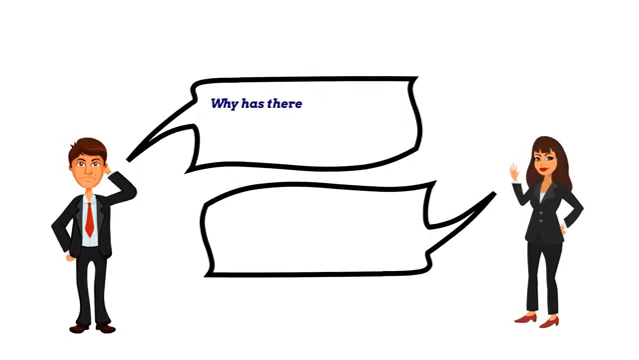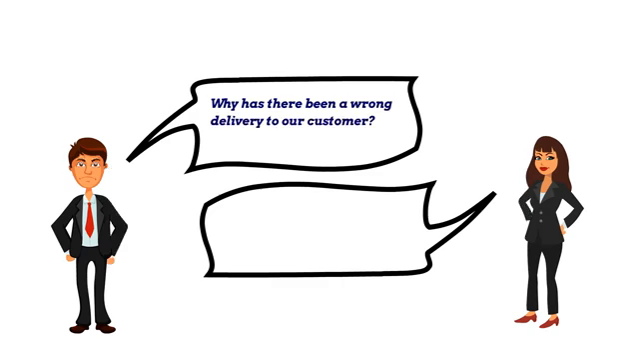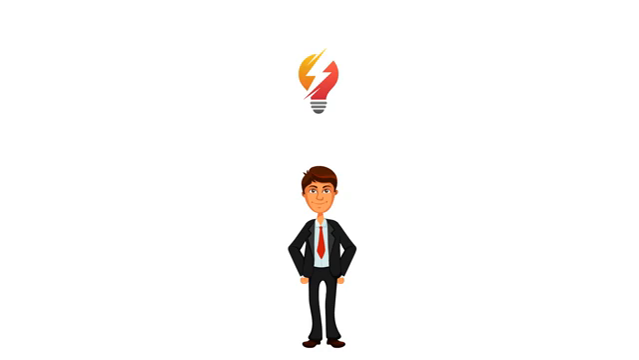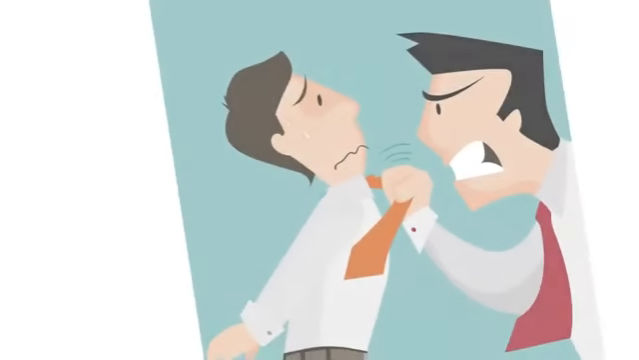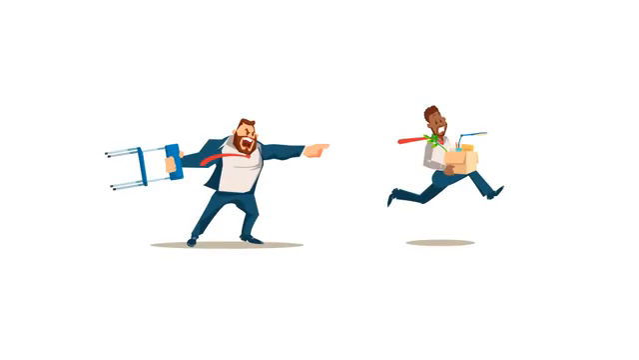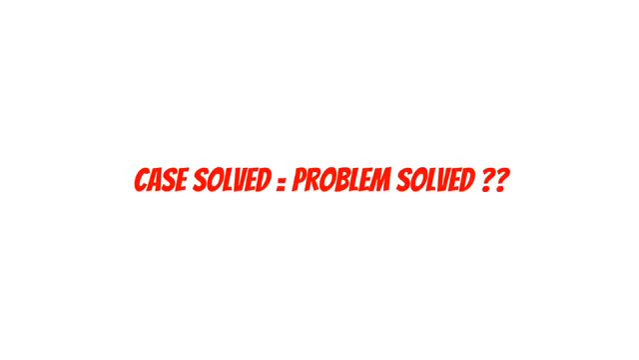Why has there been a wrong delivery to our customer? Because the wrong item number was entered. Why was the wrong item number entered? Because the order entry number was entered incorrectly by customer service. Well, that sounds very much like the cause for the problem. Let's call the person from customer service and give them a warning, or better yet, let's fire the person right away. Case solved, problem solved.